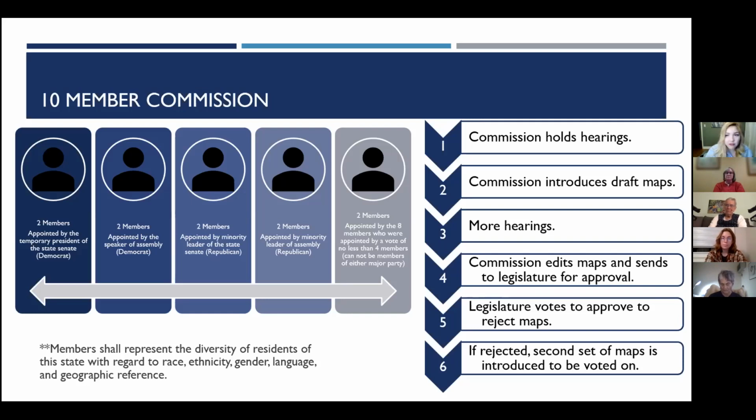And starting this week, they will hold more formal hearings where they will listen to people and take comments on the maps that they have proposed, or totally fresh comments, not necessarily on their maps. And then they will take those comments and they will edit their maps and make amendments based on the citizen input. And then they will vote to send those maps to the legislature. And then the legislature will vote to either approve them or reject them. If they're rejected, they get a second bite at the apple and they can introduce a second set of maps.